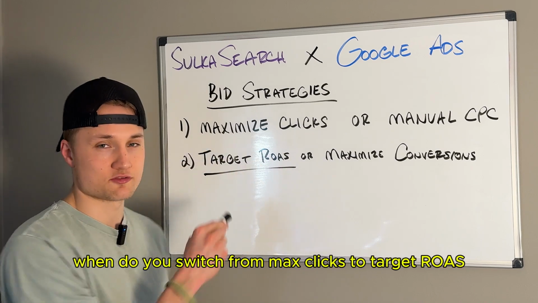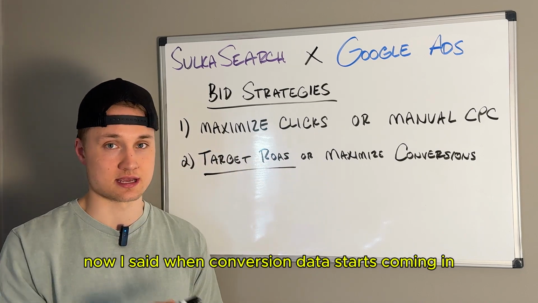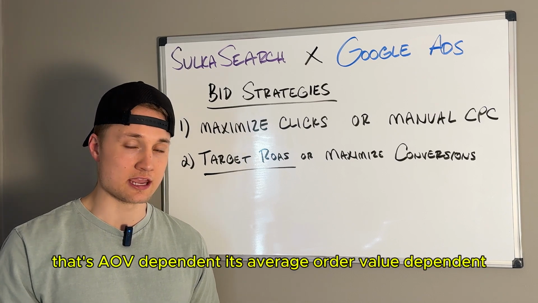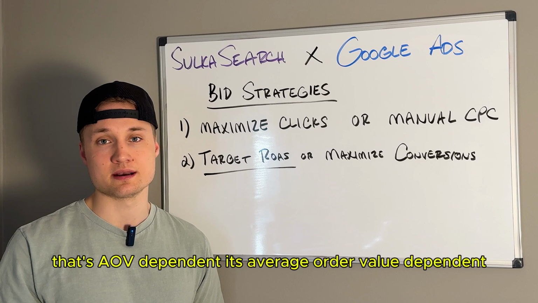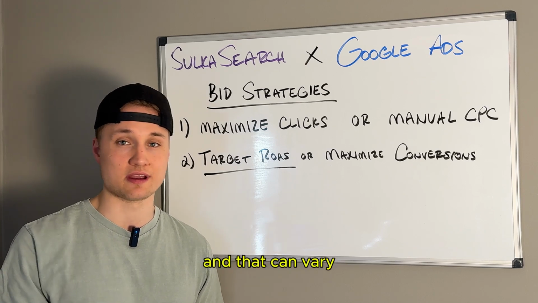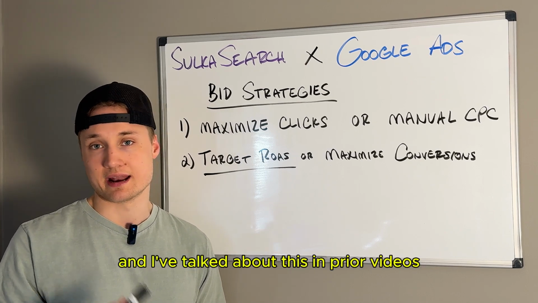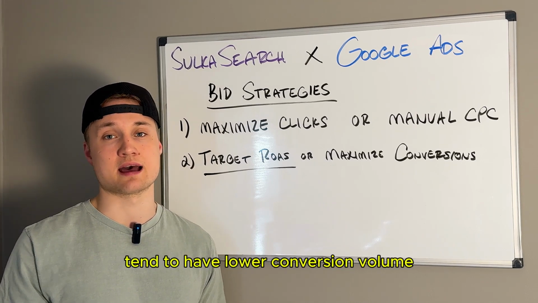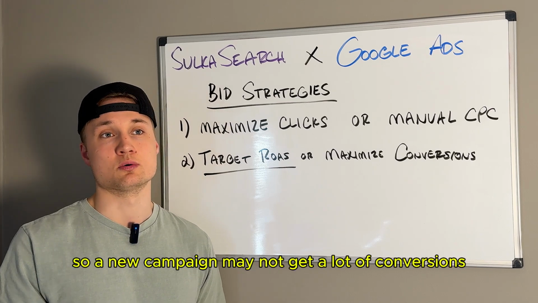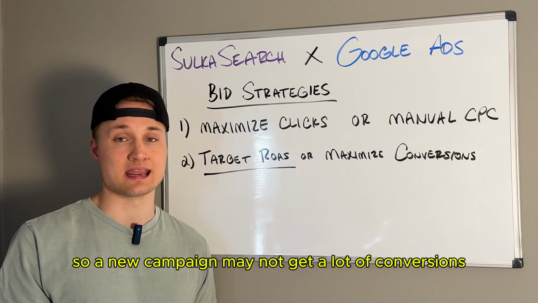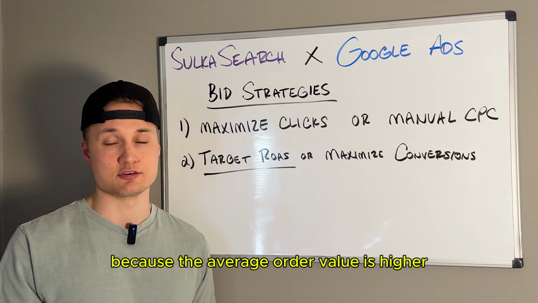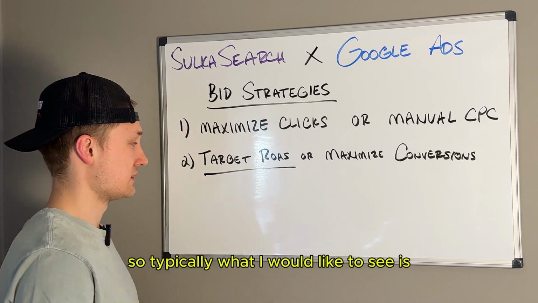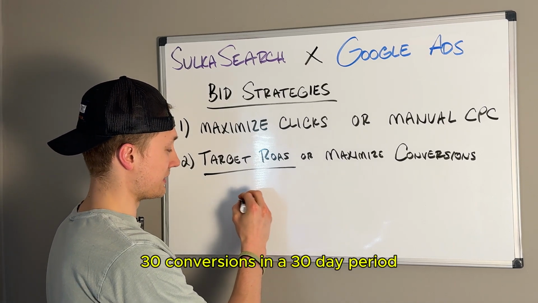Now, when do you switch from max clicks to Target ROAS? I said when conversion data starts coming in, but how much conversion data? That's AOV dependent, it's average order value dependent, and conversion volume dependent, and that can vary depending on what type of business you have. I've talked about this in prior videos where businesses that have a higher average order value tend to have lower conversion volume. So a new campaign may not get a lot of conversions because the average order value is higher. So typically, what I would like to see is 30 conversions in a 30-day period.